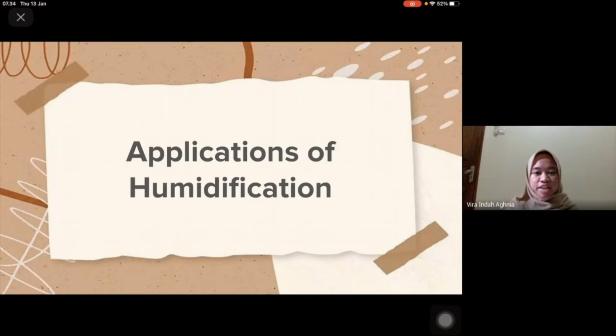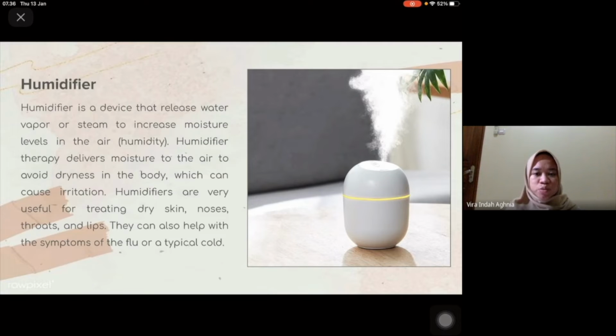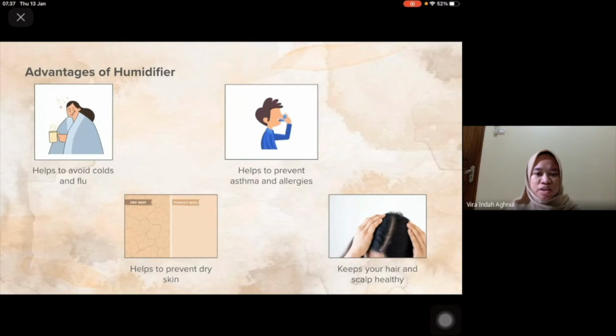Application of humidification. The first part is humidification in daily life. One example is the humidifier. A humidifier is a device that releases water vapor or steam to increase the moisture level in the air. Humidifier therapy delivers moisture to the air to avoid dryness in the body, which can cause irritation. Humidifiers are very useful for treating dry skin, noses, throats, and lips. There are several benefits of using a humidifier, such as avoiding flu and colds, preventing asthma and allergies, as well as keeping the skin and hair moist.